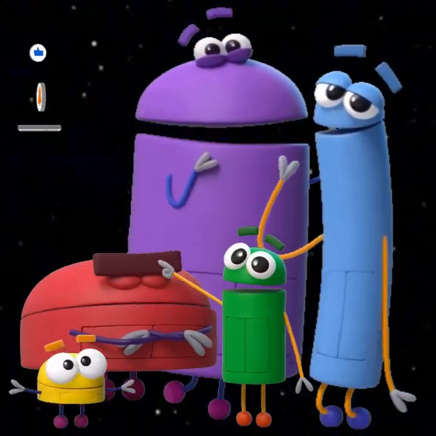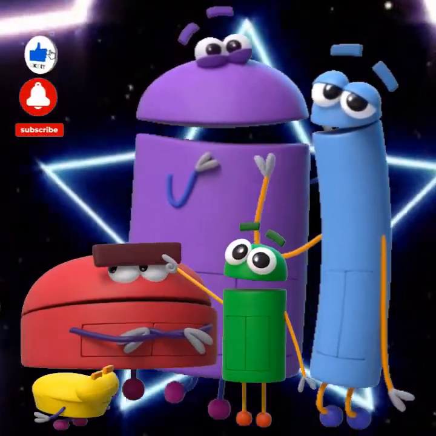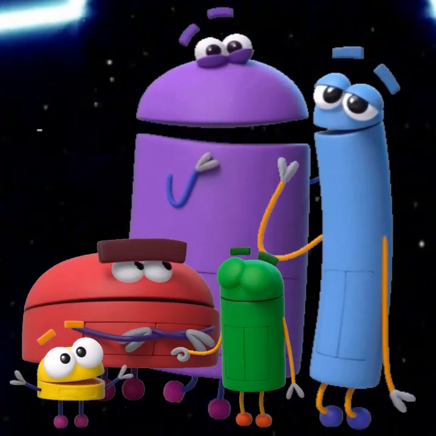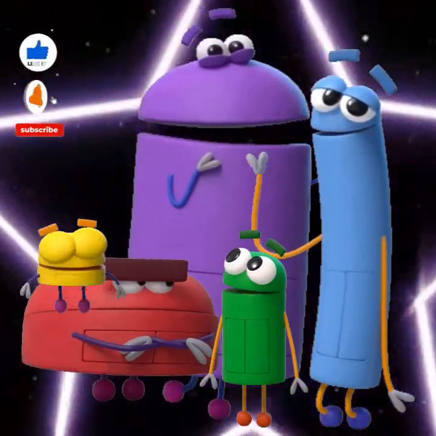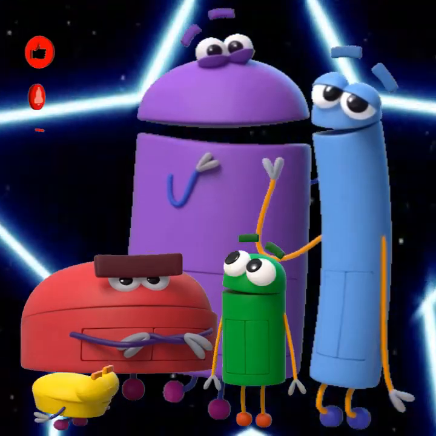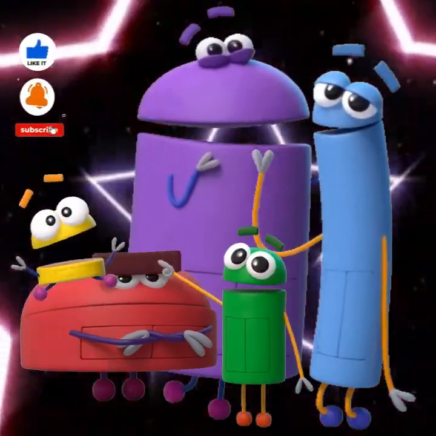Activity for listeners: Alphabet Flower Hunt. Listeners can imagine they are in the alphabet garden with Boop. Ask them to find their favorite letter of the alphabet and describe what color and shape the flower would be. They can draw or write down their favorite letter flower and share it with the group or family.